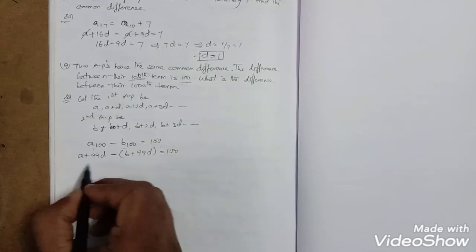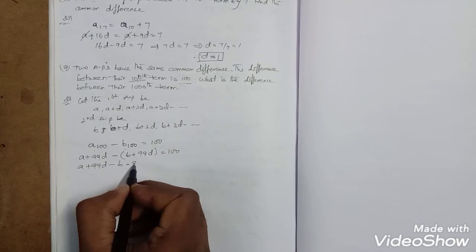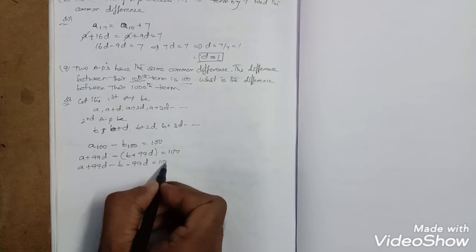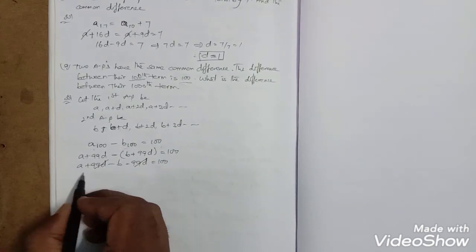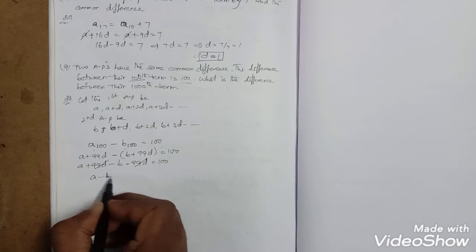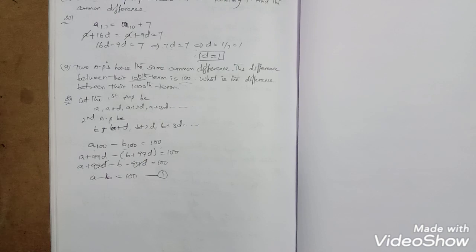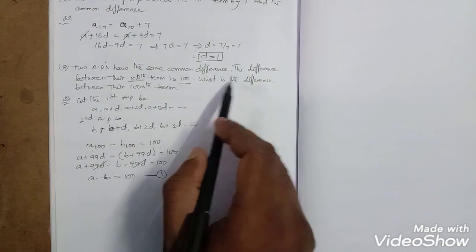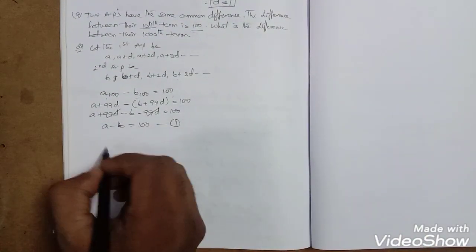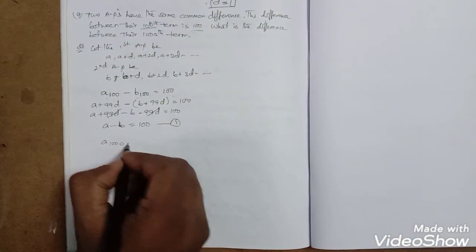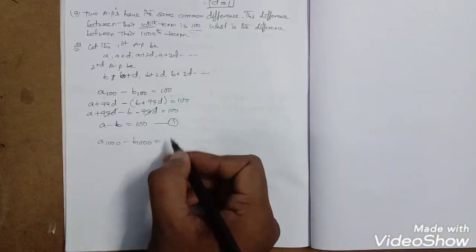Now if I open this bracket, you will get a plus 99d minus b minus 99d is equal to 100. So plus 99d minus 99d will get cancelled. You will get a minus b is equal to 100. So denote this as first equation, right? So after getting this first equation, what we have to find? The difference between their thousandth term. So let us take the thousandth term, that is A1000 minus B1000 is equal to how much? So we have to find that value, right?